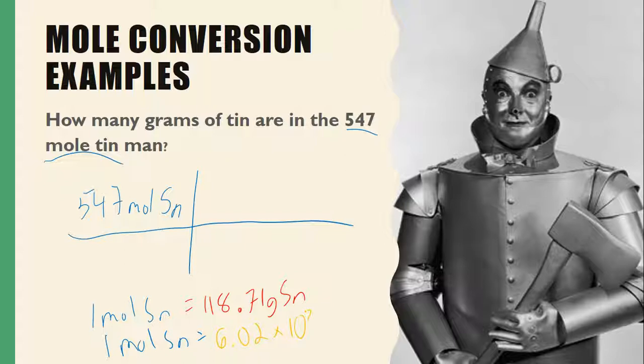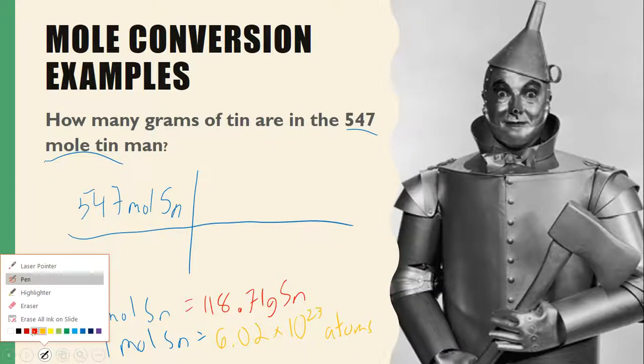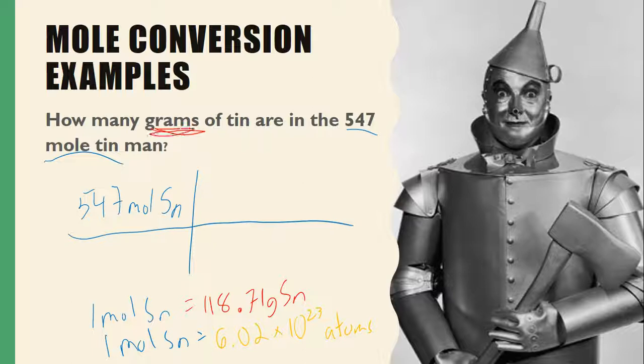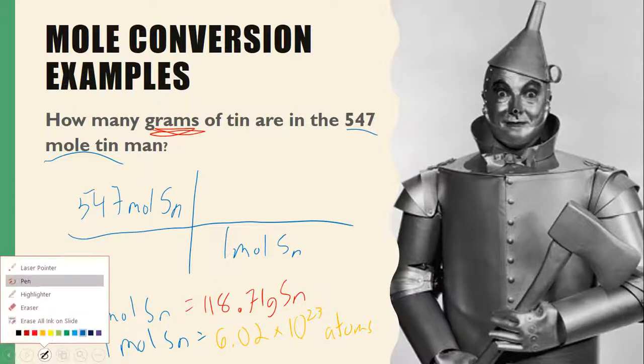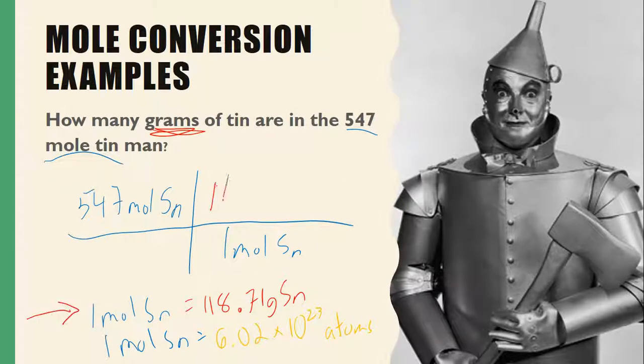So which of these two things is going to be helpful in this problem? Well, we have moles of tin, and we're looking for grams. So since we're looking for grams, this first statement is going to be helpful. So we're going to want to get rid of our moles by putting them in the denominator, 1 mole of tin. And we're going to want to get to grams by putting that in the numerator, 118.71 grams of tin. And we're going to multiply the tops. These will now cancel. And the only thing left standing is the grams of tin as far as units are concerned.